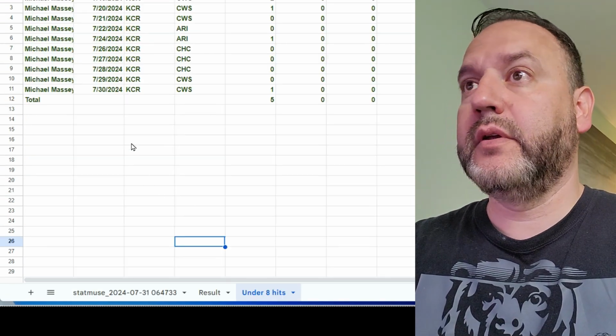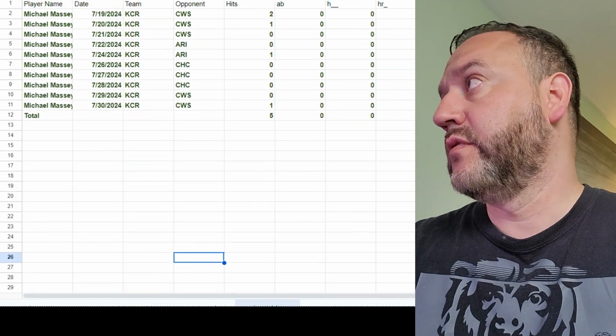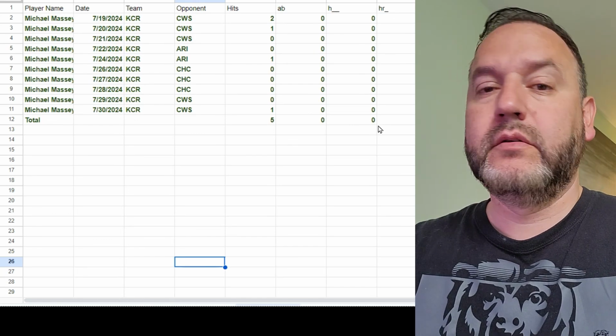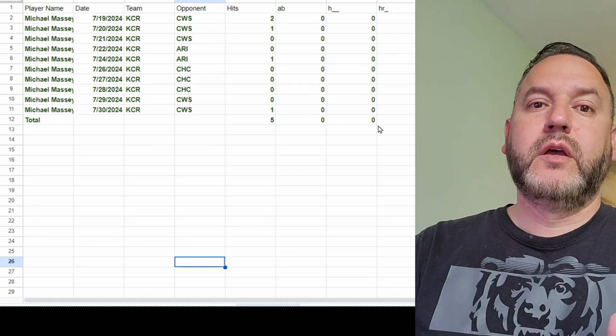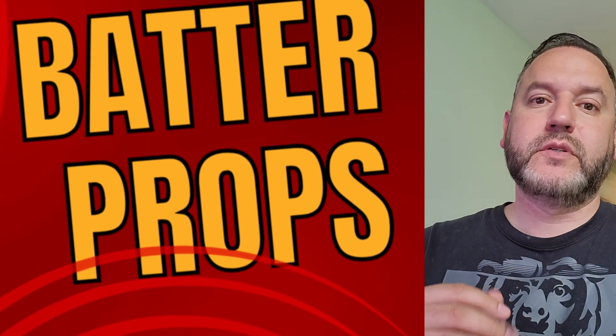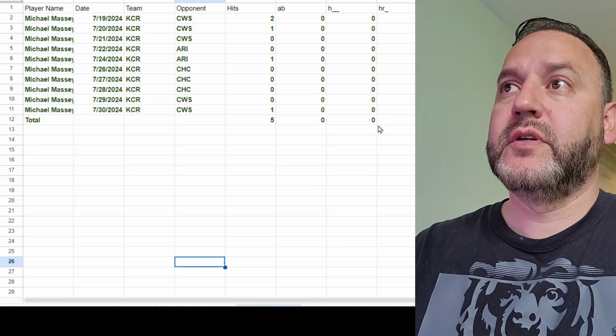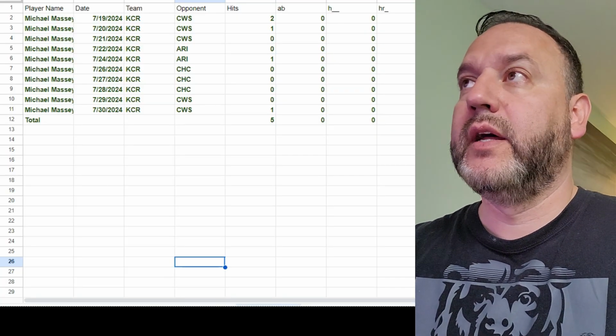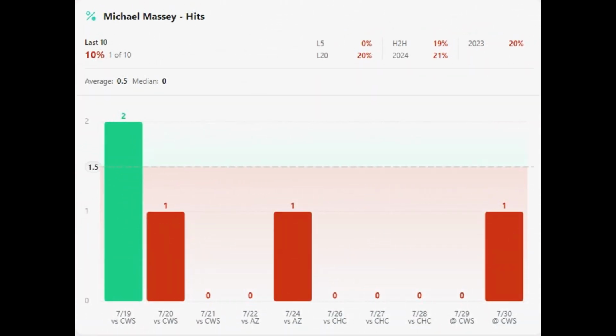The other scraper is the unders for 1.5 batting. I just want you to be very clear that now I'm switching over from the total game to props. These are the batter props, and what I'm looking at right now is the under 1.5 hits. So you can see right here, under 1.5 hits.